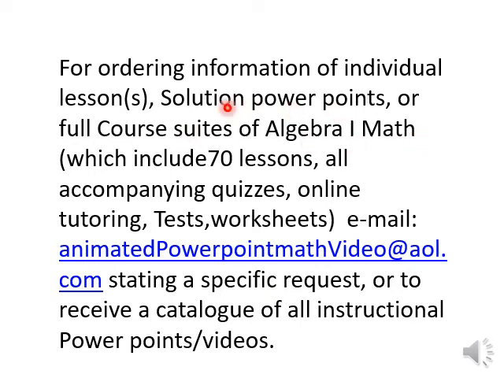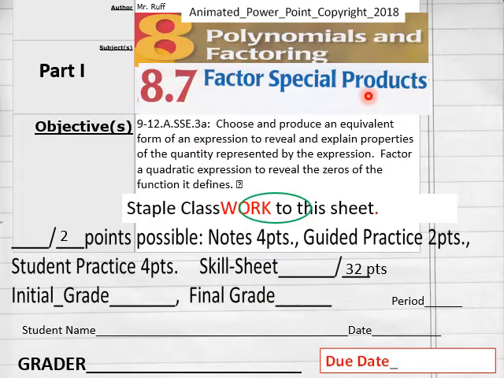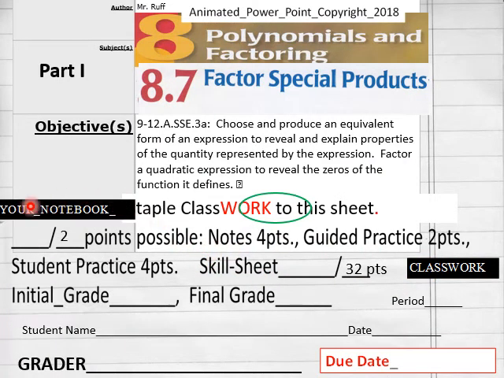Okay, everybody, we're getting ready to do lesson 8.7 of Algebra 1, factoring special products, part 1. Parts 2 and 3 are available at this email. We have a 32-point skill sheet here for classwork, and then we have a 2-point notebook guide.